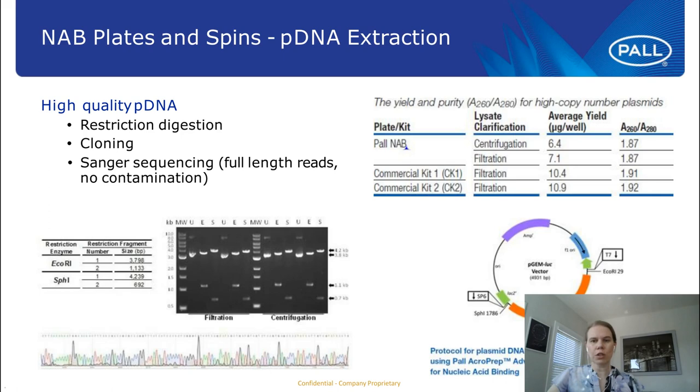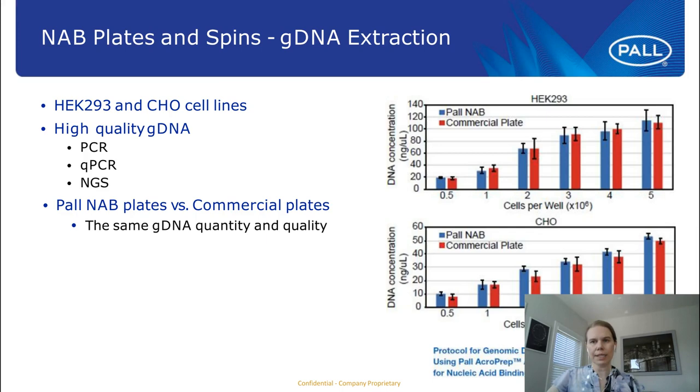And a very similar situation with the genomic DNA. But in this case, we used spin devices or filter plates to extract genomic DNA from CHO cell lines as well as HEK cell lines. And we compared that quality with commercially available kits. As you can see from the data, there is really no difference in terms of the quality of genomic DNA that can be obtained using our consumables. In fact, even for the CHO lines, we can see slightly higher concentration when compared to the commercially available kits.